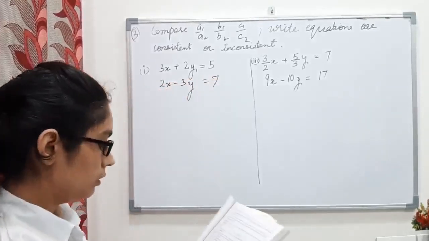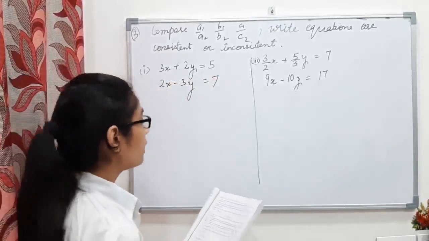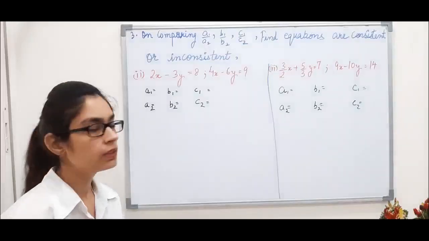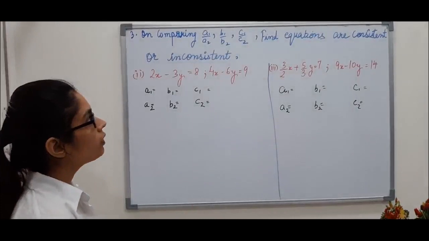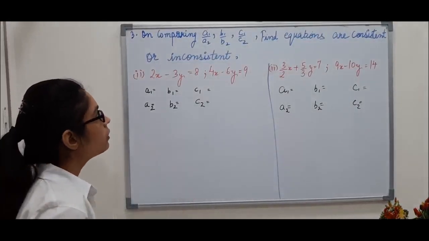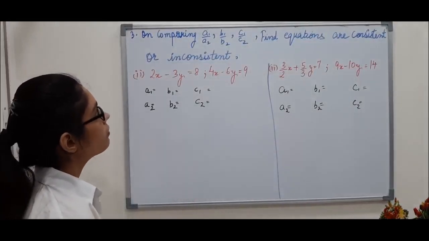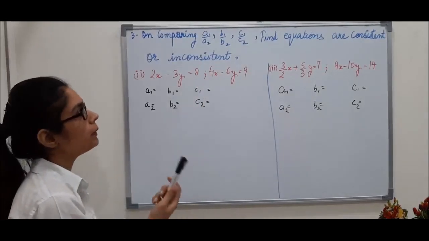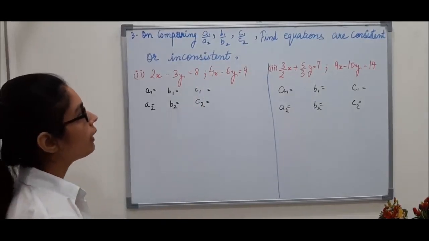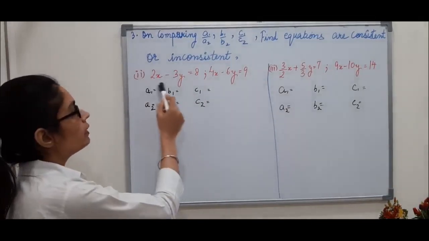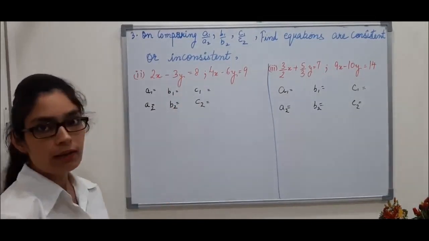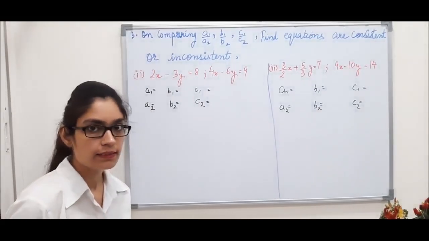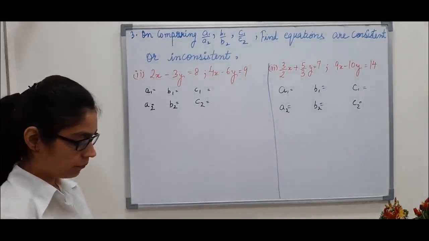Now we are doing the third sum of exercise 3.2. In this, let's do question number three. In the third question, we have to compare the ratios A1 by A2, B1 by B2 and C1 by C2, and find out whether this pair of equations is consistent or inconsistent. So let's find it out.